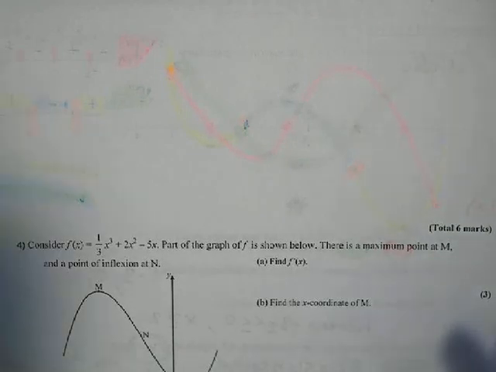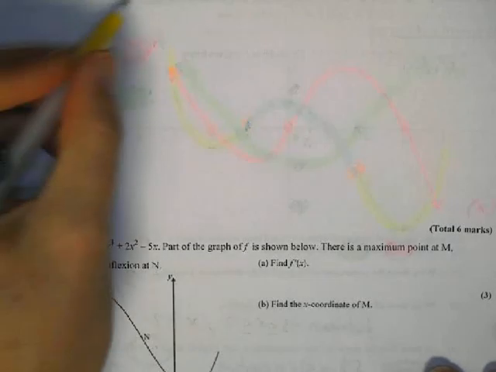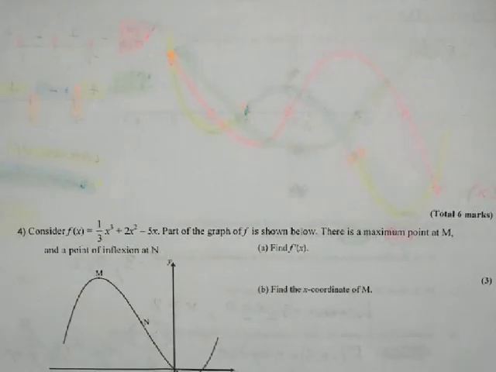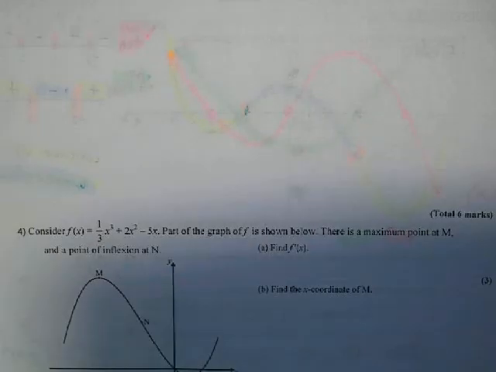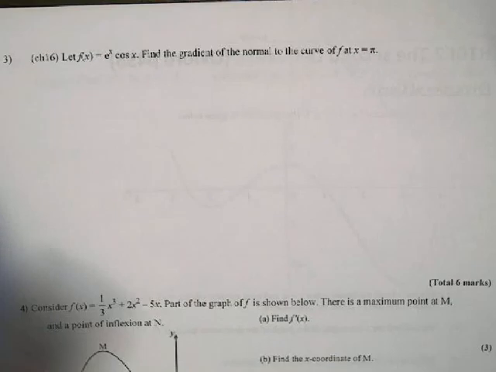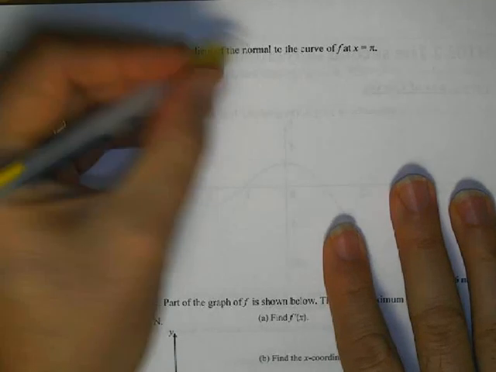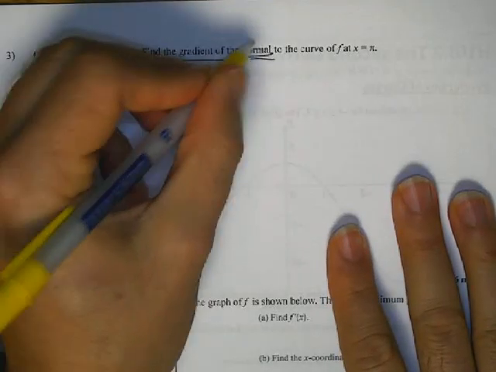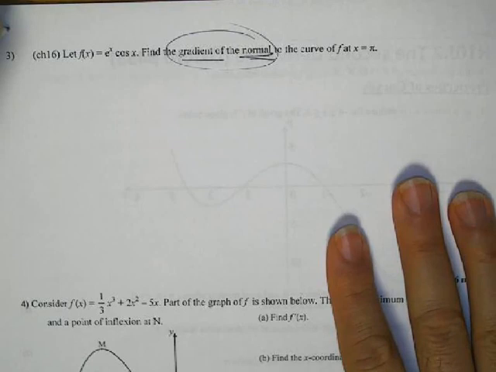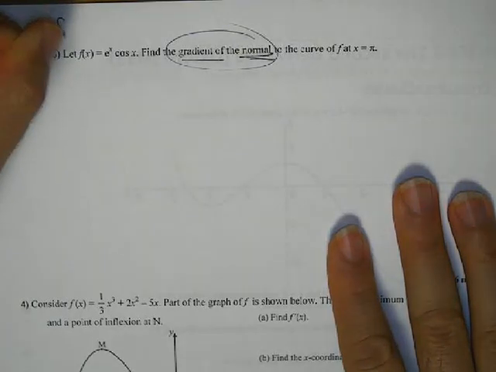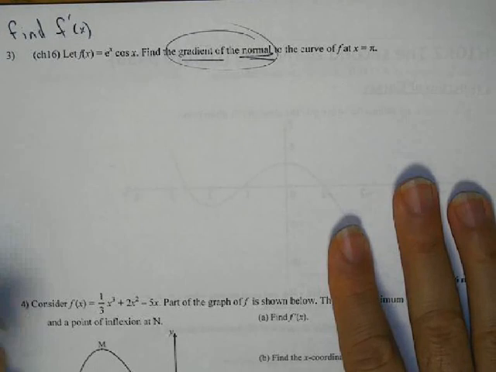So, okay, here we've got a function, and we want to find out the gradient of the normal when x equals pi. So we want to find the normal. Okay. So we need to figure out the slope. So we need to find the first derivative. And using this, we're going to have to use the product rule.